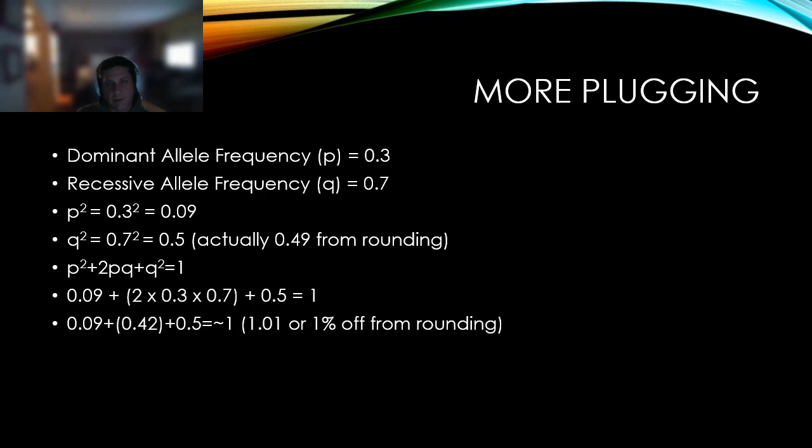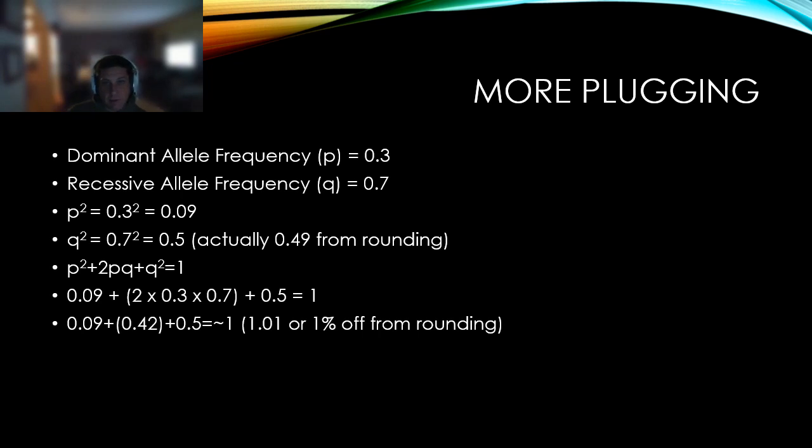So we're going to take these numbers and we're going to plug them in additionally. So we have 0.3 as p, and we have 0.7 as q. And we have p squared in our other equation, and the p squared equals 0.3 squared, right? And we do that math, and that comes out to 0.09.